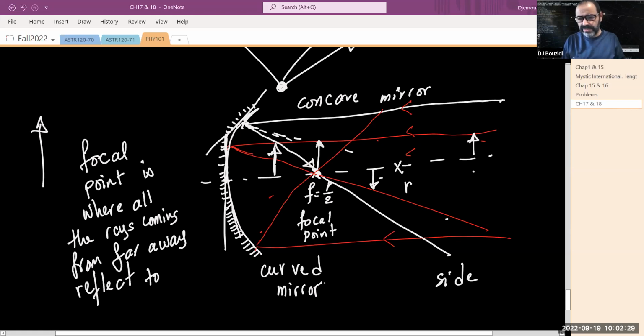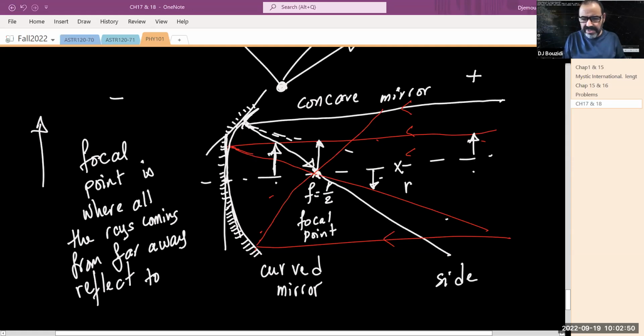The image will be positive if it is on this side. The image is going to be negative on this side. So on this side is negative, on this side is positive. And that's part of the quiz that you're going to have at the end when you watch these videos. So again, the focal point is positive.